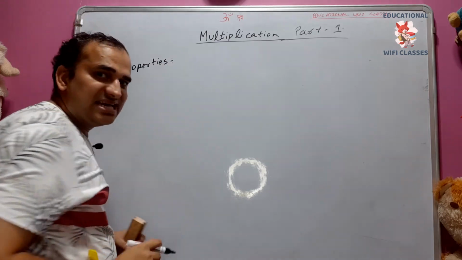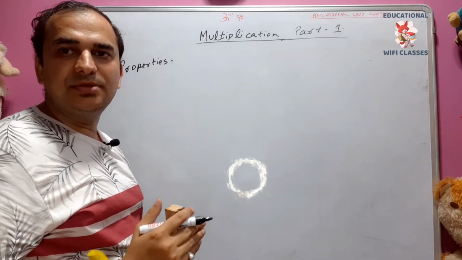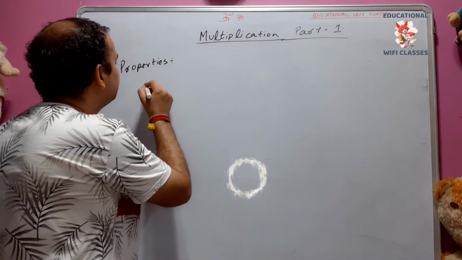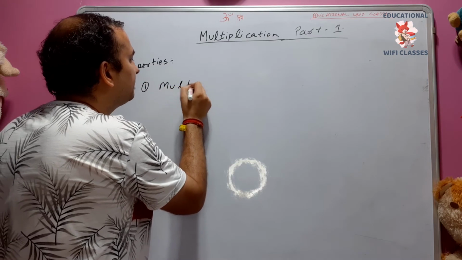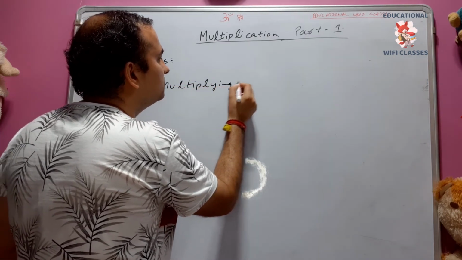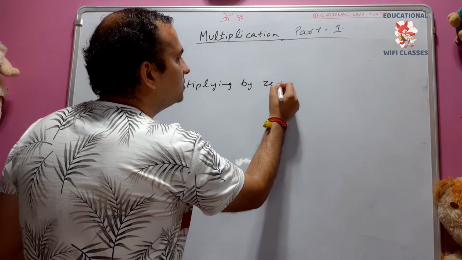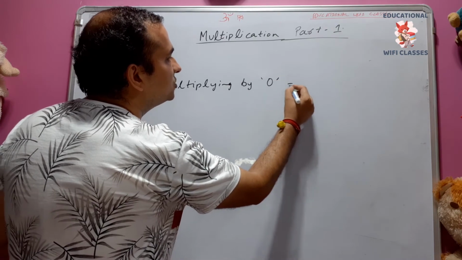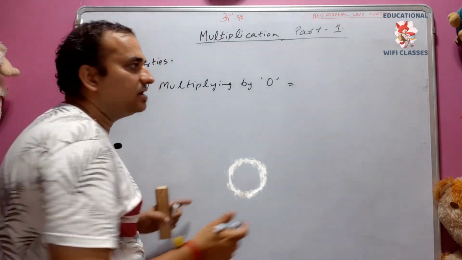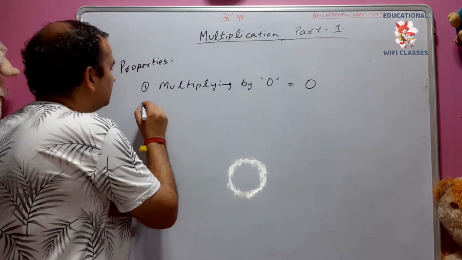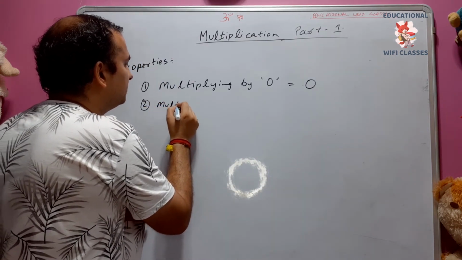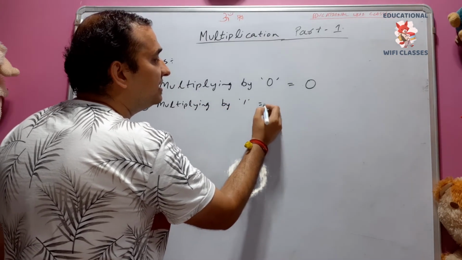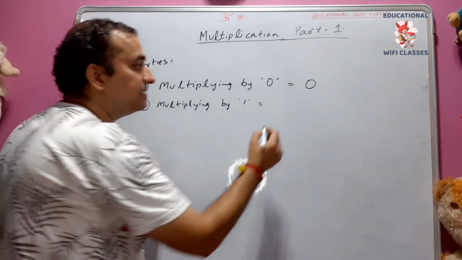As we have studied some properties of addition and subtraction in our previous classes, now we are going to study the properties of multiplication. The first property is multiplying by 0. Whenever we multiply any number with 0, our answer is always 0. Then the second property is multiplying by 1. Whenever we multiply any number by 1, we get the same number.